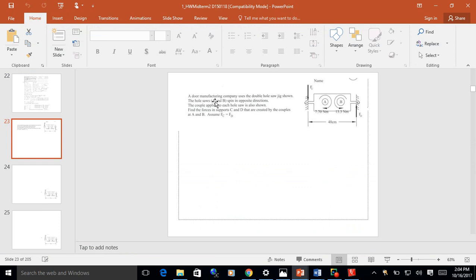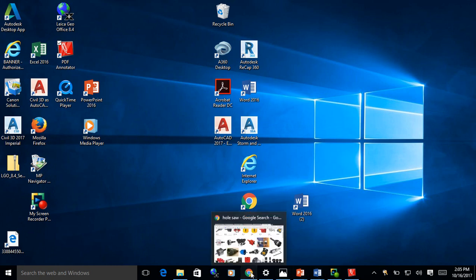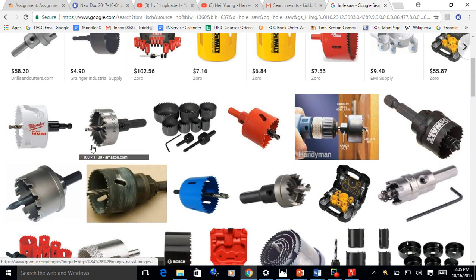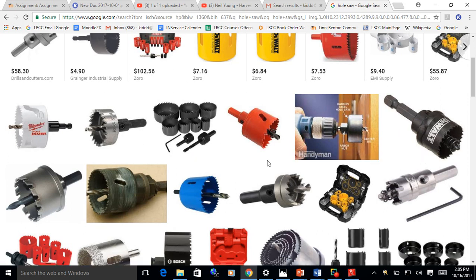So this problem here, I think it's 221, we've got 2 hole saws. Now hole saws are just saws that attach to drills. They just spin in a circular motion and cut a hole out of whatever material you're working through. Commonly used when you're working on a door. So there's some hole saws. You see how they attach to a drill and they're spun and they have teeth on them and just cut a hole through a door or whatever you're looking at cutting a hole through.